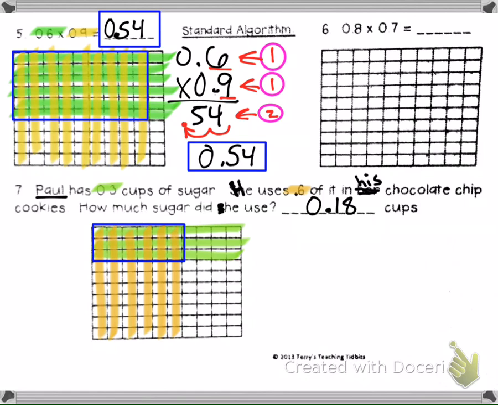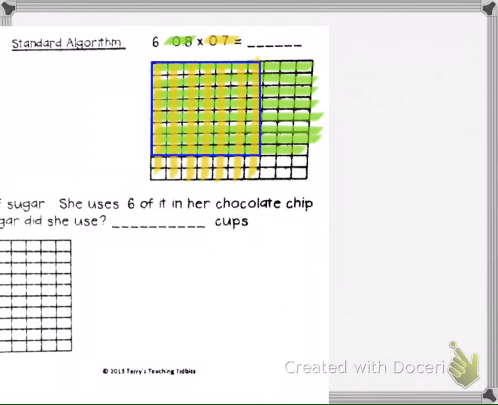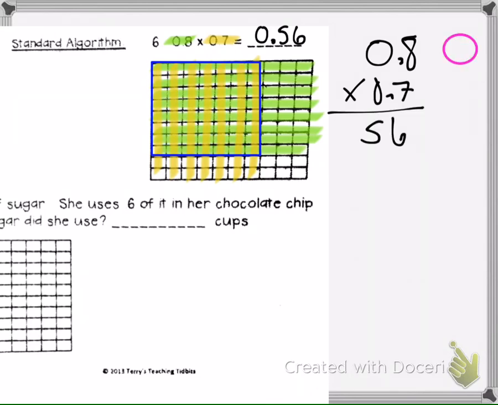Now let's go back to number 6 real quick on a new screen, so I have some space to do it. You have the 8/10, so 1, 2, 3, 4, 5, 6, 7, 8 times 7/10, so that's 1, 2, 3, 4, 5, 6, 7. The double shaded area comes out to be 56 hundredths. If I double check that with my standard algorithm, I multiply 8 times 7, that's 56.